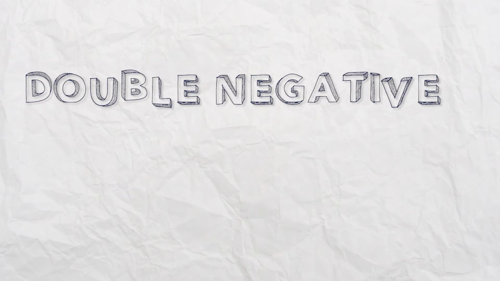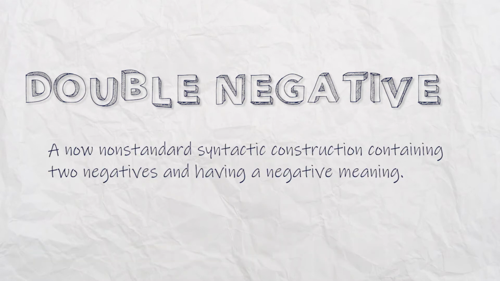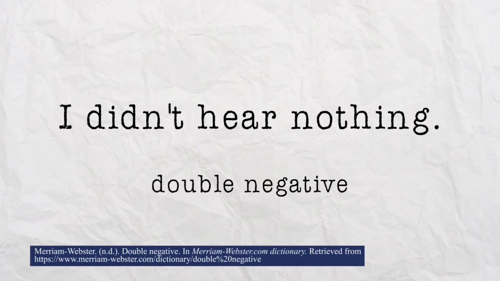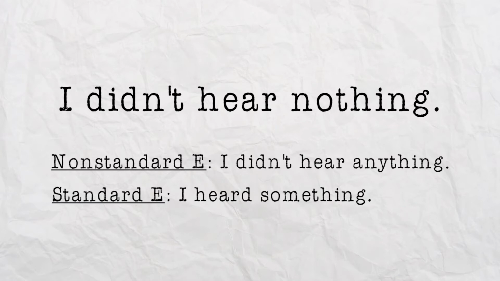Okay, what is double negative? Double negative is when you use two negatives. But in non-standard English, double negative doesn't make a positive. It is a non-standard syntactic construction containing two negatives and having a negative meaning. For example, when you say, I didn't hear nothing, it means I didn't hear anything. But in standard English, it would mean the opposite. If you say, I didn't hear nothing, I heard something.